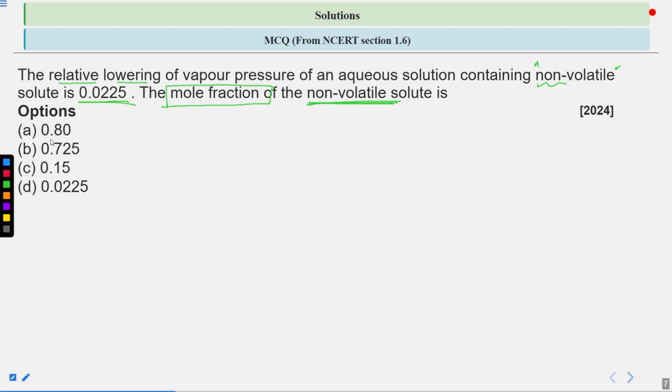We have been given four choices. The first one is 0.80, then 0.725, 0.15, or 0.0225. This question was in the CBSE exam in 2024 recently. So you get some time, go through it, and after that we will see the correct answer.